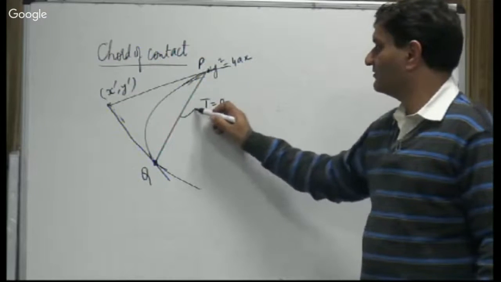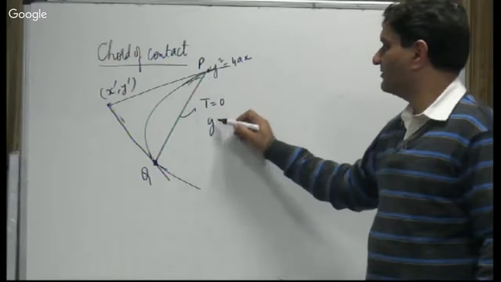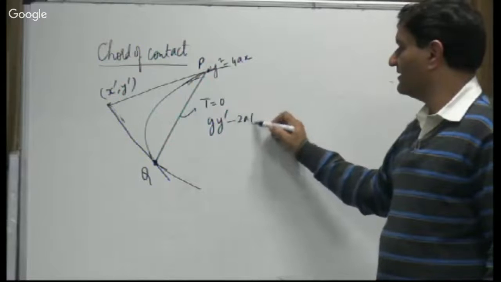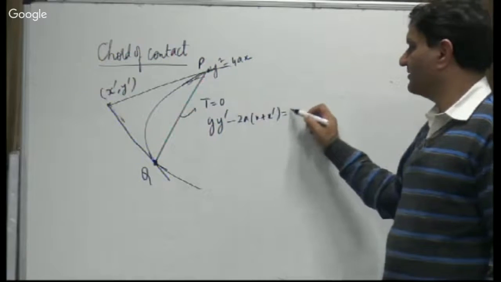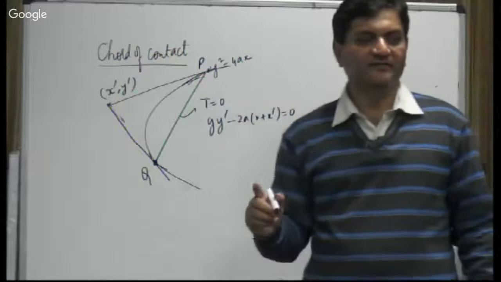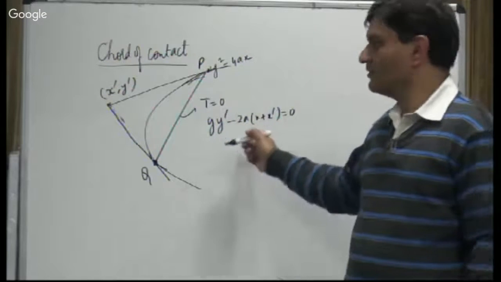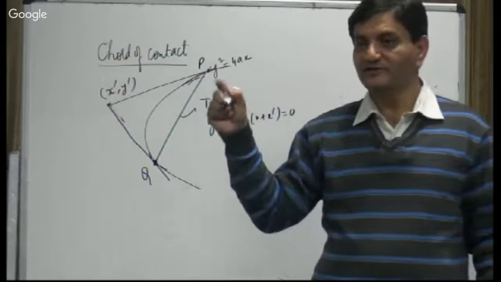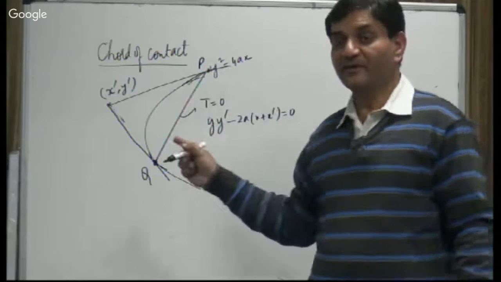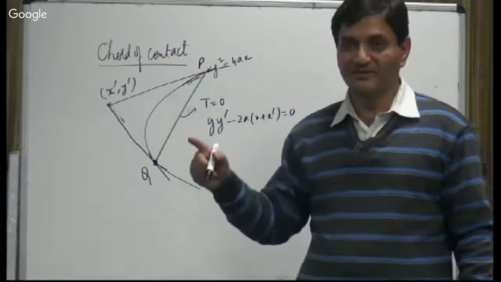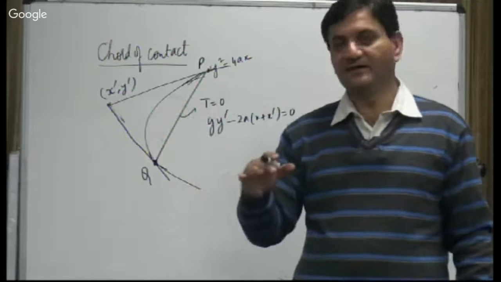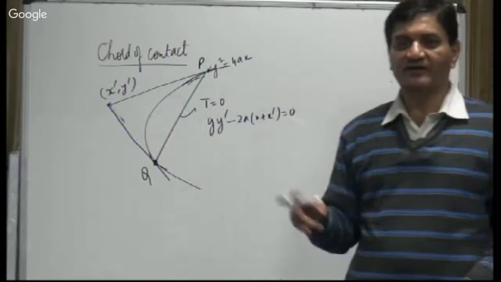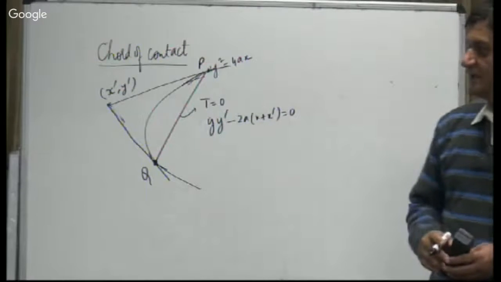So the equation of this chord of contact will be, what will be the equation? y y dash minus 2a times x plus x dash equal to 0. So there is a difference. See, this equation also represents the equation of the tangent, but then in that particular case, the point is on the parabola. Now here the point is outside the parabola. So the same equation is representing two different things. Tangent in one case and chord of contact in the other. Next.